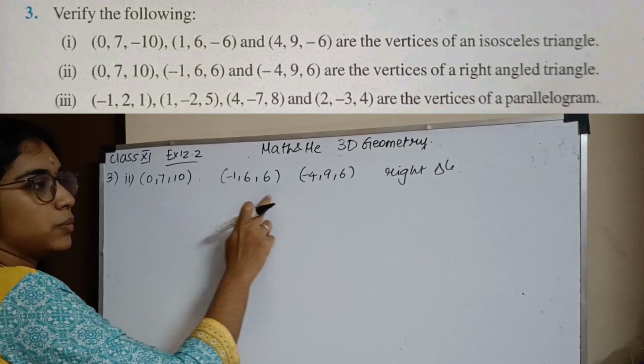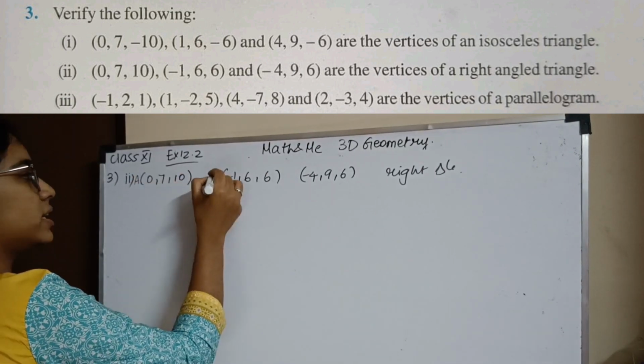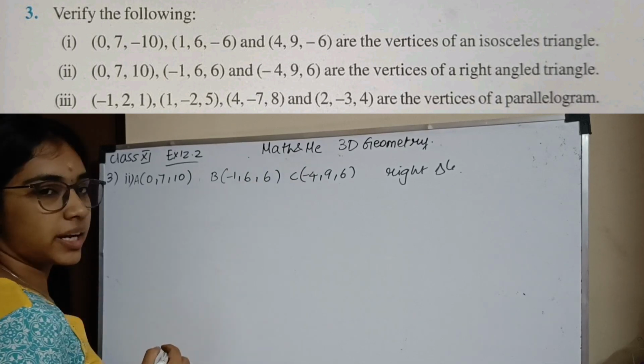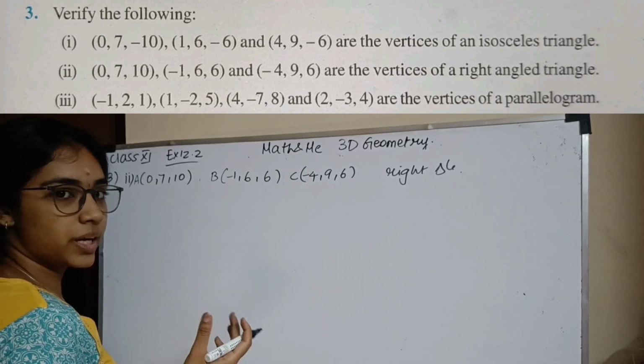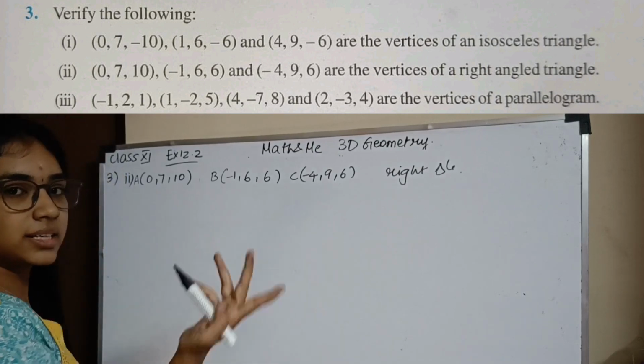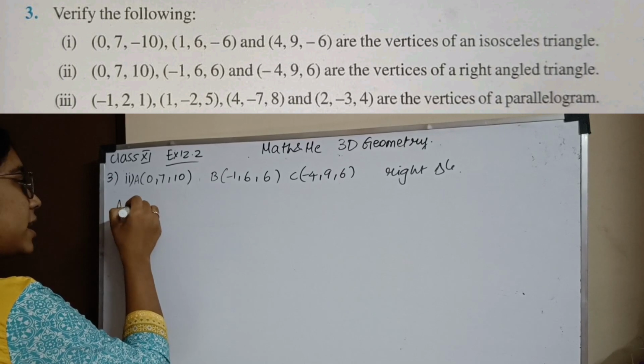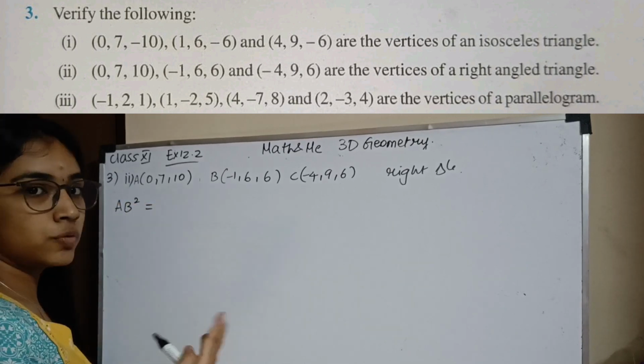So I am given 3 vertices and I have to prove that they are the vertices of a right triangle. So the points A, B and C. For a right triangle, I want the hypotenuse square to equal the sum of the squares of the other two sides, correct? I don't know which two sides. So first we will find out the distances. Okay. So I want AB square, which means I can remove the square root.